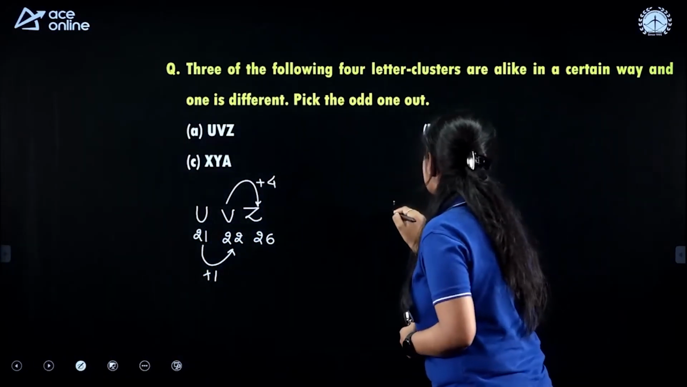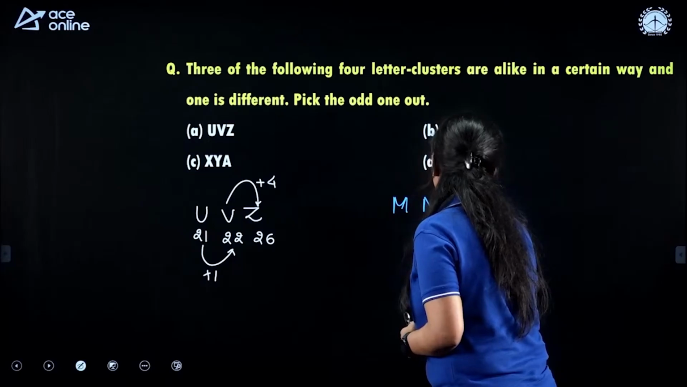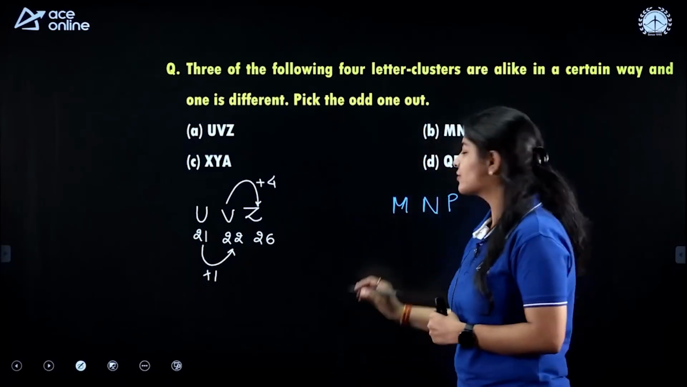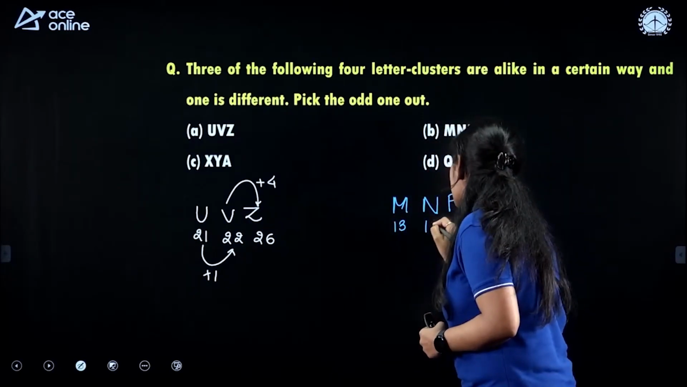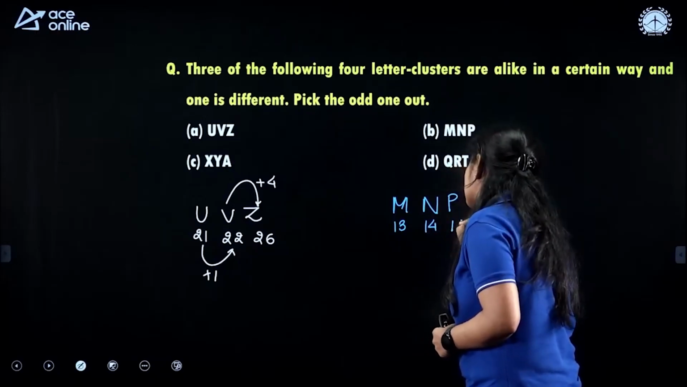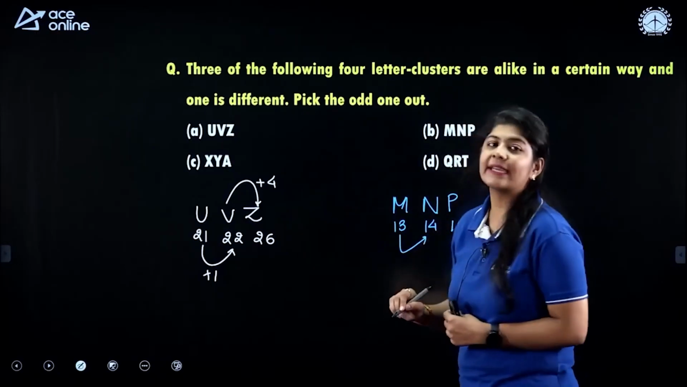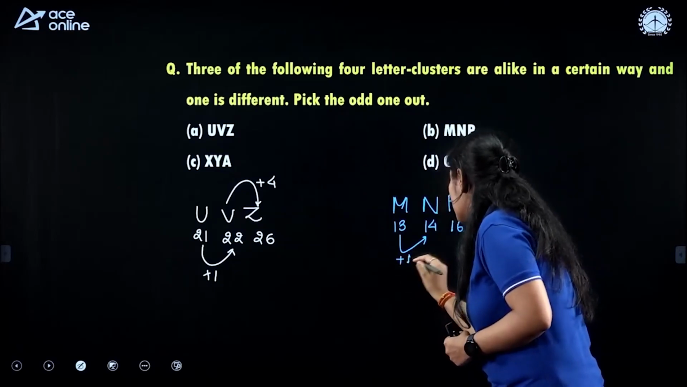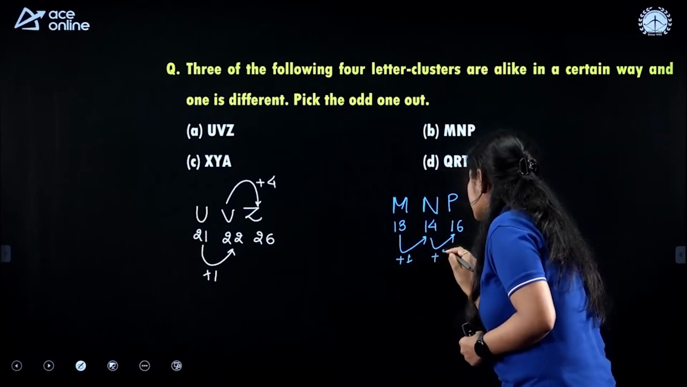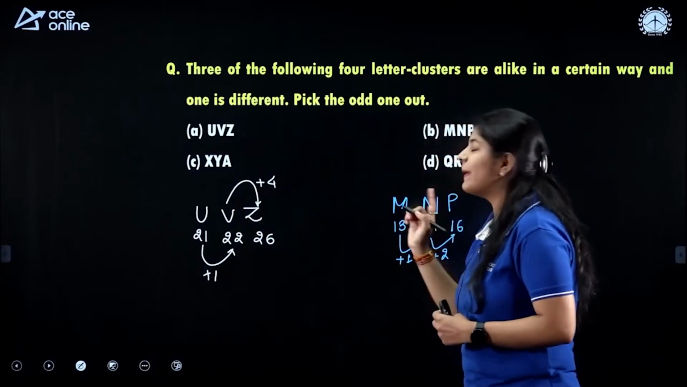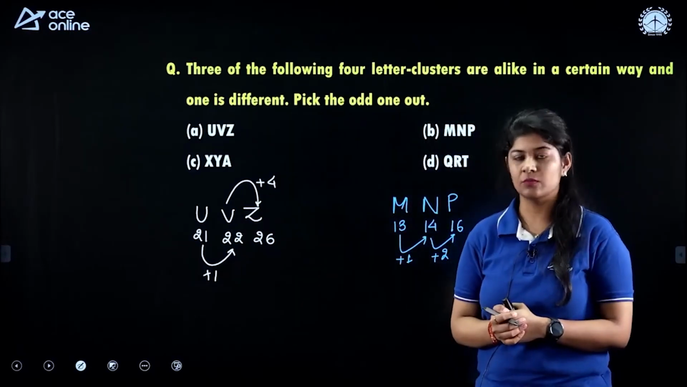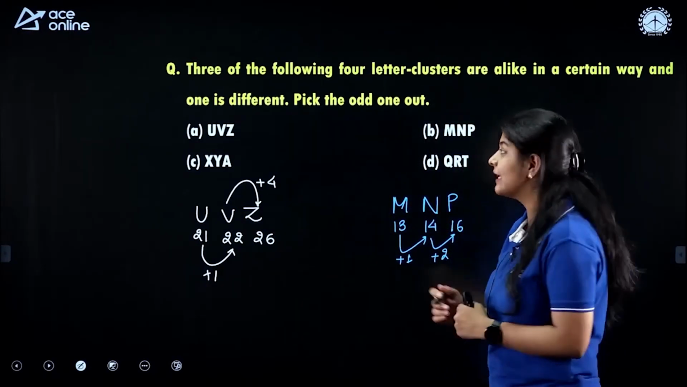The next option is L, M, N, P. M is associated with 13, N with 14, and P is 16. Here I am getting a gap of +1, and here a gap of +2. Are these two patterns similar? No. Now check the rest of the options.